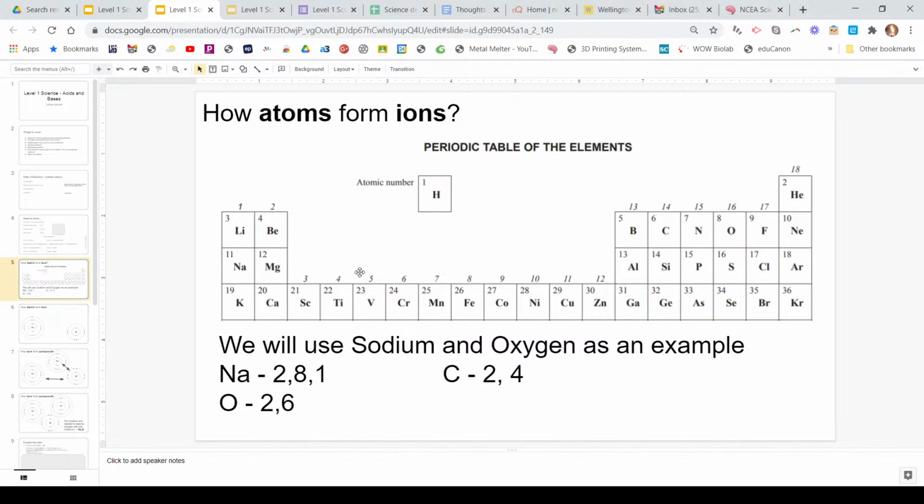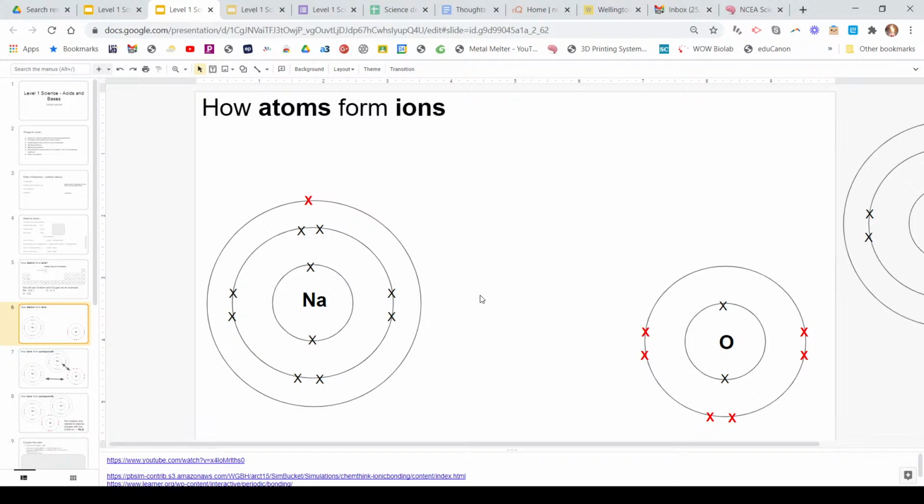Okay, so from that basic atomic structure information, we're going to go into how atoms form ions. We've outlined sodium and oxygen, and we're going to use those throughout this example. Here is a diagram showing our sodium with 2 in the first shell, 8 electrons represented by X's in the second shell, and 1 electron in the outermost or valence shell. Oxygen, by comparison, has its 2 in the first shell, and then 6 in its outermost shell. When we are describing how atoms form ions, we're really focusing on these outermost electrons, which is why I've highlighted them in red here.